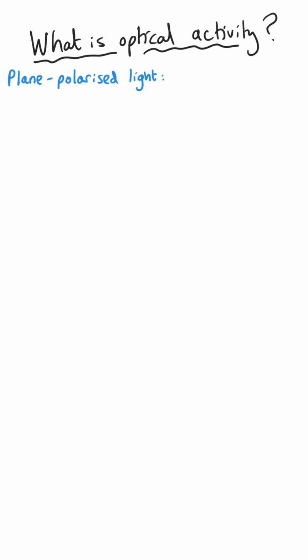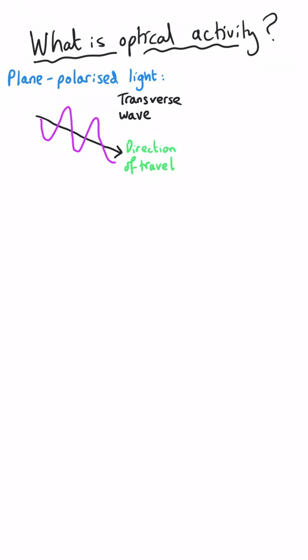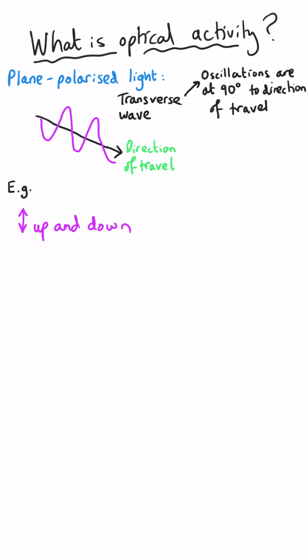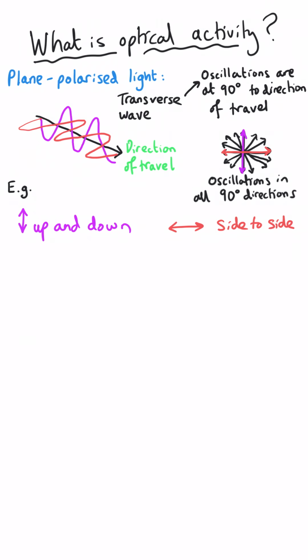Before we can look at optical activity, we need to familiarise ourselves with something called plane-polarised light. Now, you will probably know that visible light can be considered to travel as a wave, and this wave can be considered as a transverse wave where the oscillations are at right angles to the direction of travel. But these oscillations might be up and down in the y plane, or they might be in the x plane if they're going perfectly side to side, or they could be in some combination between the vertical and the horizontal. So it could be 45 degrees between the x and the y plane.